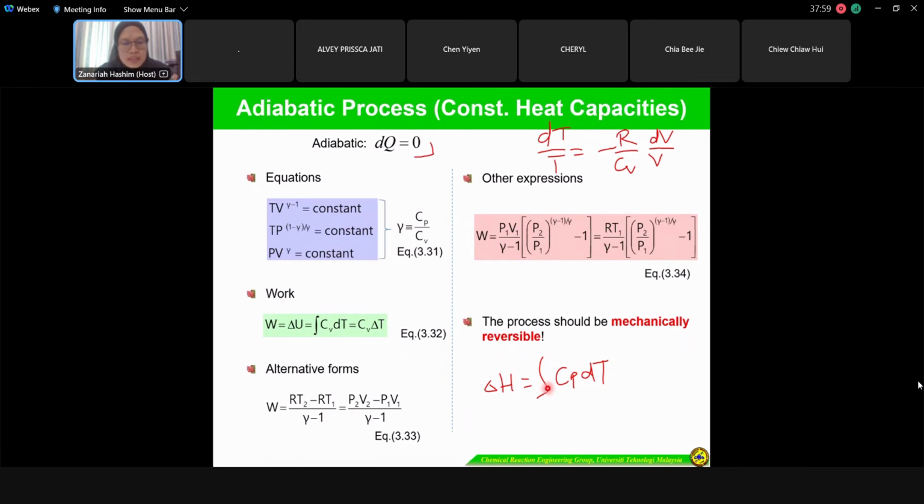And for the delta H also, you get this. You have this general equation for delta H, which is the integration of Cp times dT. Because Cp is constant, you can just bring Cp outside, and then you get the equation of delta H equals Cp delta T.